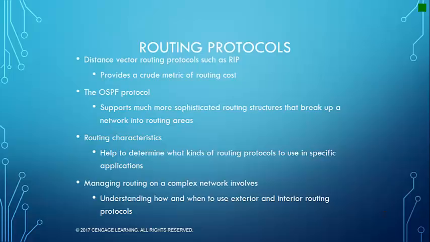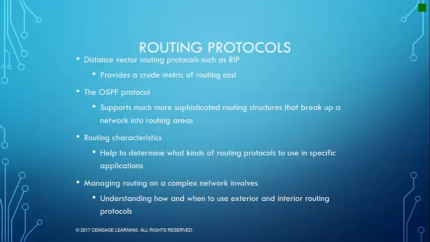Managing routing on a complex network means that you understand how and when to use exterior and interior routing protocols, as well as how to establish the right kinds of connections between the multiple routing dimensions. Private WANs, links, the internet connections, and mobile users all require special handling when routing is concerned to make sure that the systems and services behave as required.